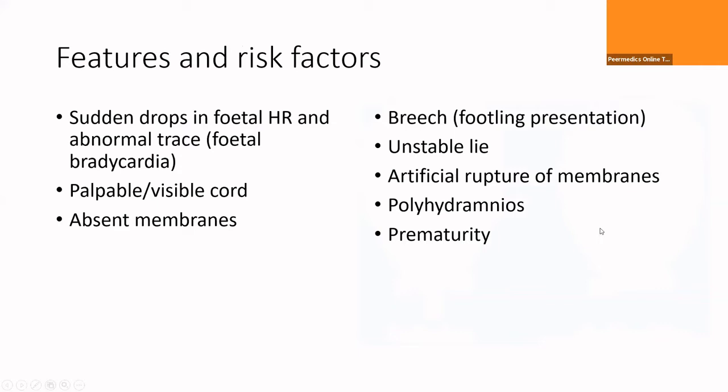And risk factors of this happening are breech presentation, usually particularly the footling presentation where they're just dangling one foot out for whatever reason, and unstable lie of the fetus, so that's why they're moving around all the time and not staying in the cephalic position that we would want them to be in by about 37 weeks. So generally if you've got a mother who is presenting with an unstable lie of the fetus at beyond 37 weeks, you're going to consider them for inpatient admission because of the risk of cord prolapse. Mothers with artificial ruptured membranes are at increased risk, as are polyhydramnios and prematurity.